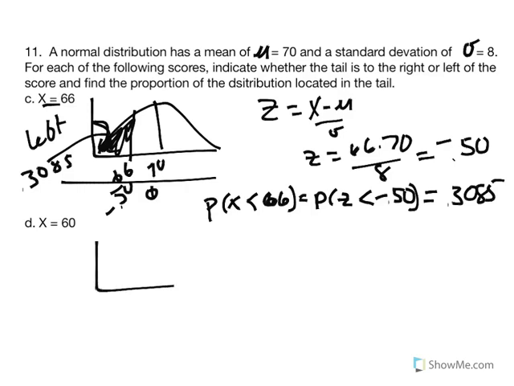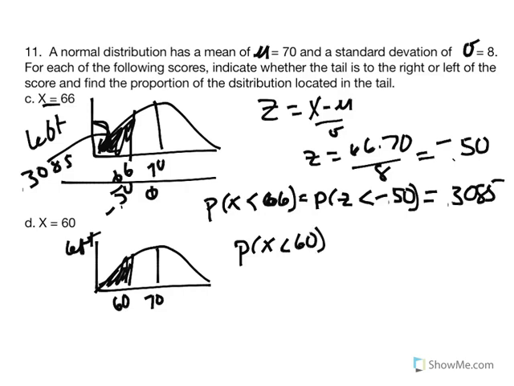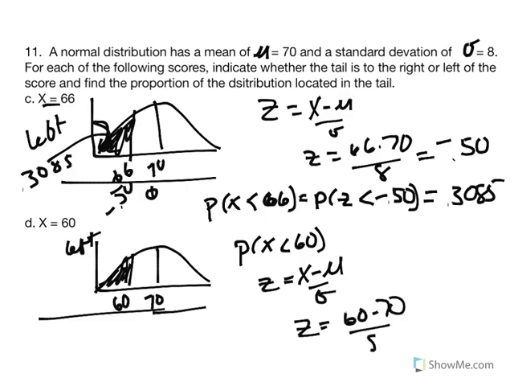Finally, this last one's very similar. Again, we have our mean in the center of 70, a score of 60 to the left, which means the tail will also be on the left. We're going to find the probability of obtaining an x value less than 60. To do so, we'll need to calculate our z score. So z is equal to x minus mu over standard deviation. Z is equal to 60 minus 70 divided by 8, and we get a z score equal to negative 1.25.